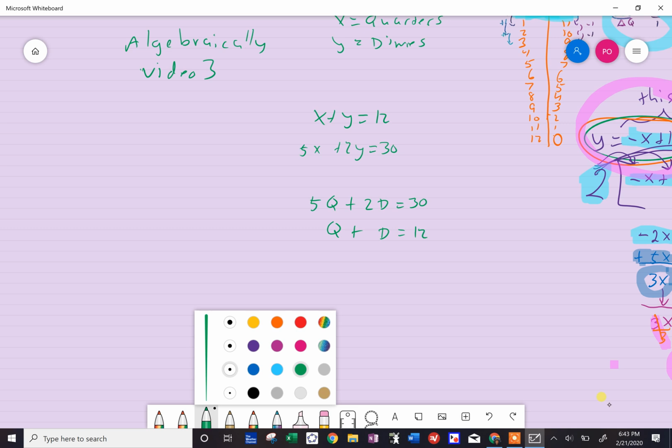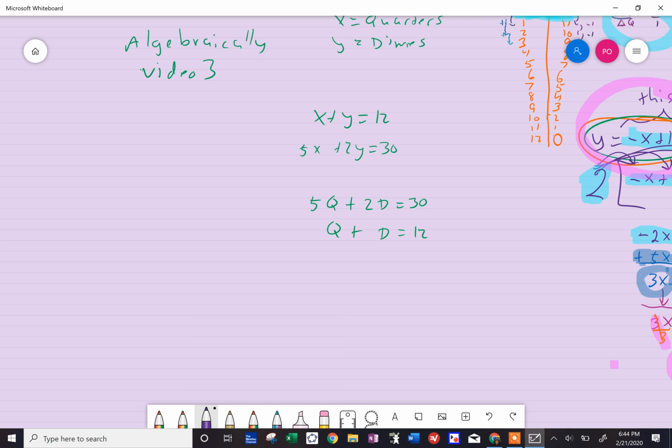And the reason why I draw a picture is because when you draw a picture, it becomes really obvious as to what has to happen. But what I want to do is eliminate one variable. So I'm going to look and I say, well, I can change 1 quarter into 5 quarters very easily. I just multiply everything by 5. And I can change 1 dime into 2 dimes very easily. I just have to multiply everything by 2. Because 2 is smaller than 5, I'm going to try to get rid of my dimes. So I'm going to leave the top equation alone, but I'm going to multiply the second equation by a -2. And you're going to see why in 1 second.